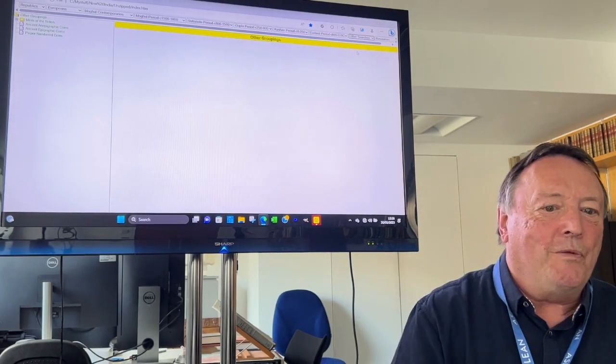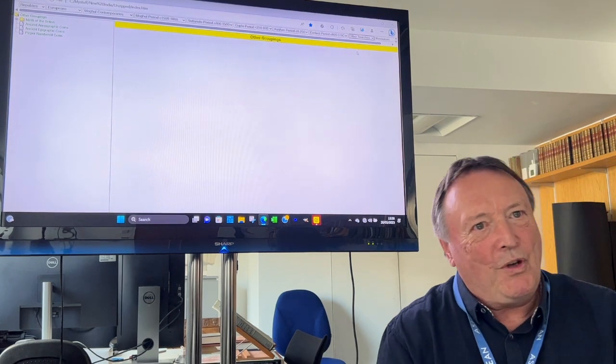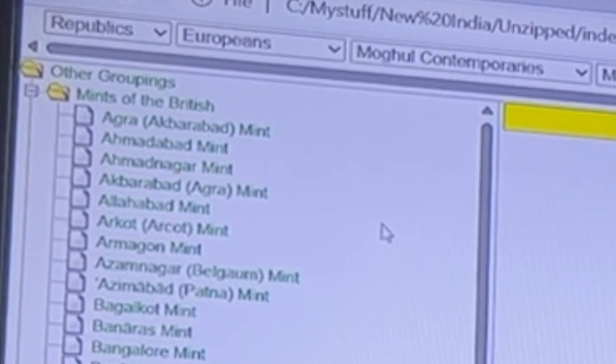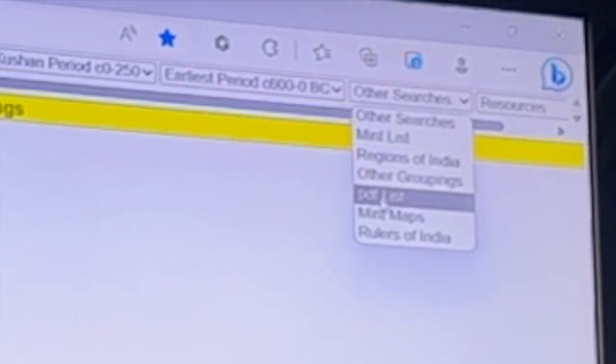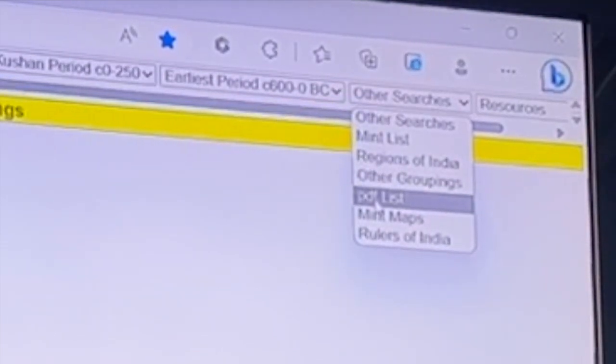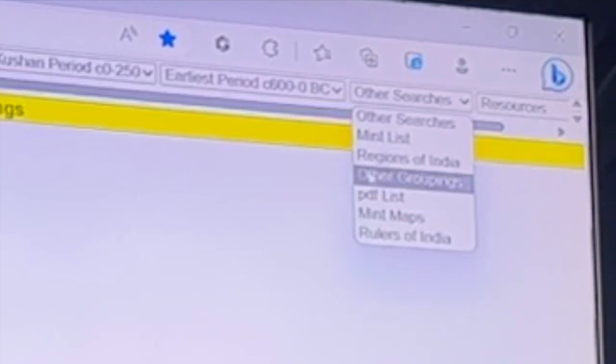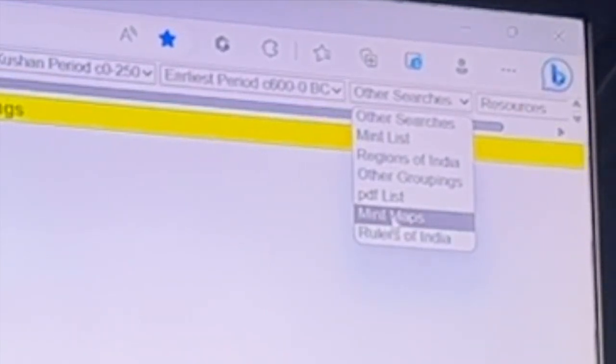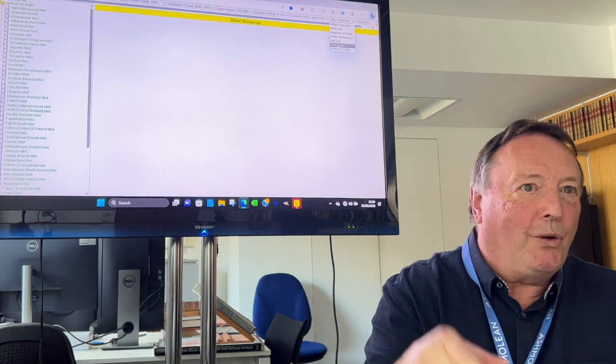I can do any kind of groupings. For instance, my friend Bob Johnston wanted to be able to get at all the British mints, where coins have been struck. All these mints are ones where coins have been struck under the authority of the East India Company. I've been playing around with other things. I could have a list of every PDF that I've produced, and you could then choose to print out whatever you wanted. Mint maps, I thought, wouldn't it be quite good if we had all the different maps of where different mints are at different times. That was quite time consuming, but it's not difficult to do, it just takes time. Rulers of India I had a go at, but that didn't really seem to be very productive, so I've given up on that. But the data is all in there.